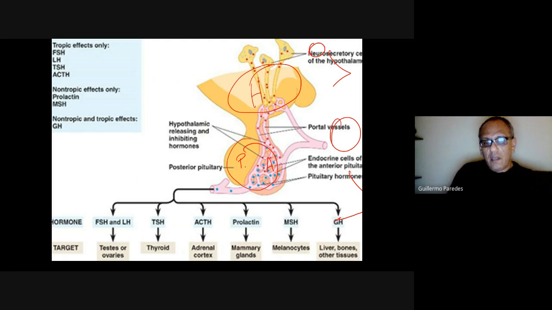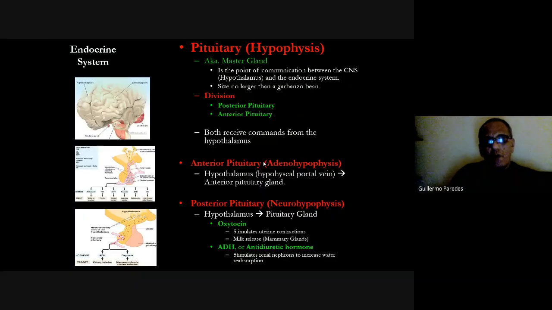So you see here, the pituitary gland is going to release the GPTAF: G, growth hormone; P, prolactin; T, TSH; A, ACTH; FSH and LH. And the MSH is something you don't need to remember, but if you want to, it's okay. These are the melanocytes, the cells that do the pigmentation of the skin.